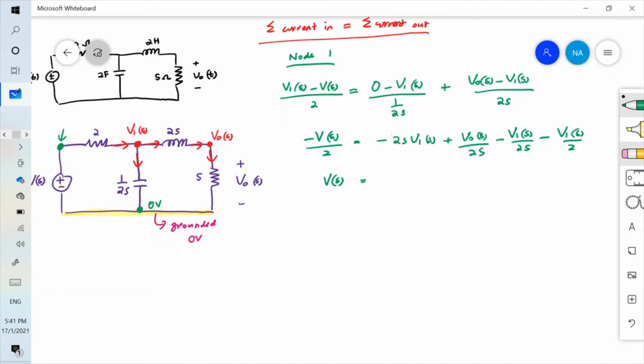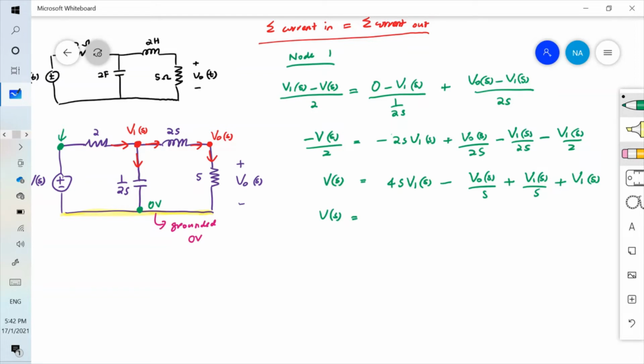So Vs equals to 4s V1s minus V naught s over s plus V1s over s plus V1s. Okay, this should be it. So I am multiplying both sides with 2 so that I can reduce the equation. Okay, that looks okay.